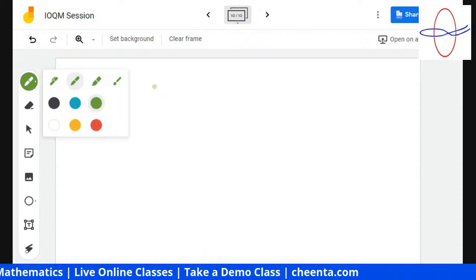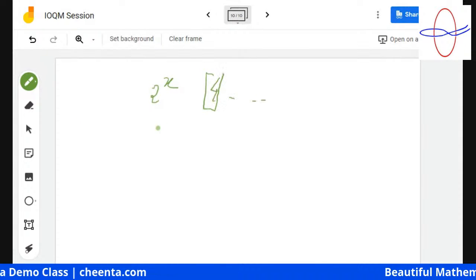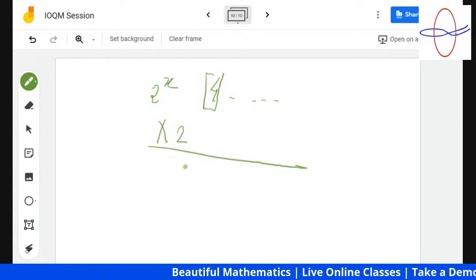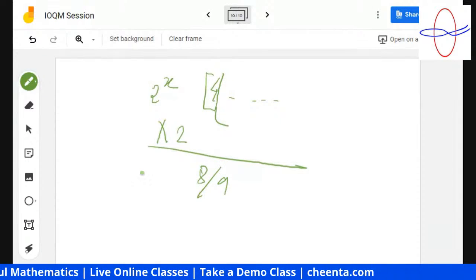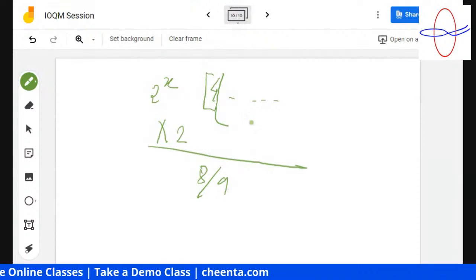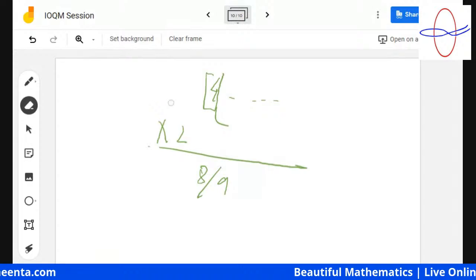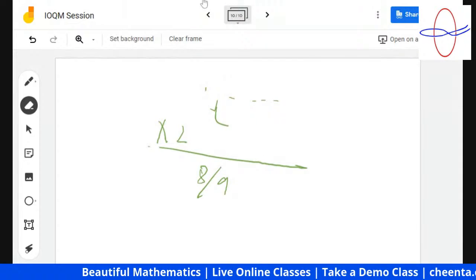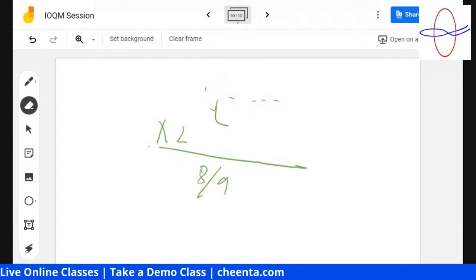If 2 to the power x starts with 4, and you multiply the whole thing by 2, then it can be 8 or 9, as long as there isn't more than 5 on the other side after borrowing. Now let's do the other way around. If some number starts with 8 or 9, then if you divide by 2, it will be either 4 or 5, right? By similar logic. Right, guys? The motivation is that we will try to find those numbers which start with 8 or 9, okay?